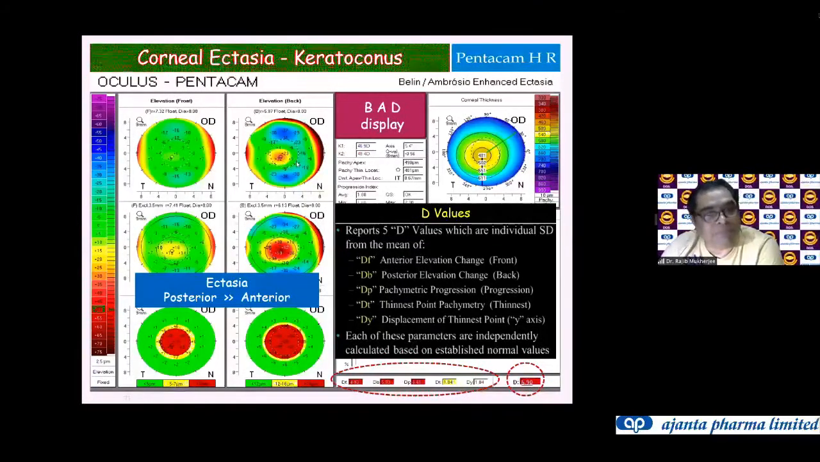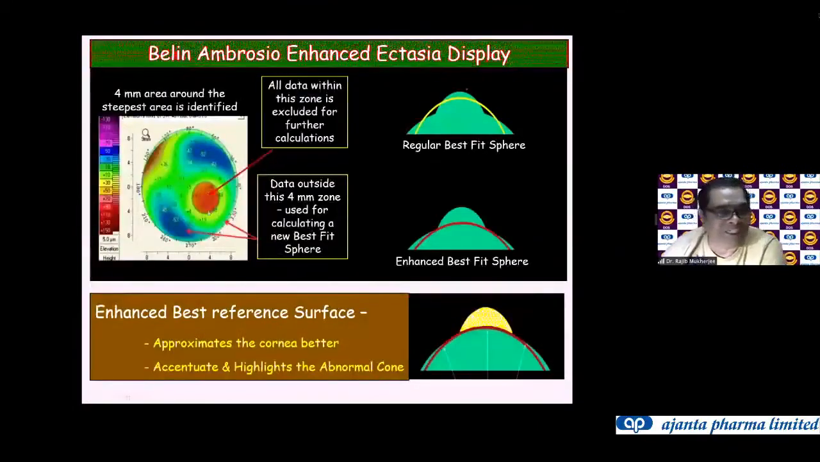The third map is the difference between the first map and the second map, which further gives us enhancement in picking up ectasias. There are a number of D values, which depict the front, the back, the pachymetry, the thickness values, the displacement of the thinnest point from the center, and a number of others. Again, they are all color coded, and the timing of this lecture does not allow me to go much into the details. What exactly is a best fit sphere?